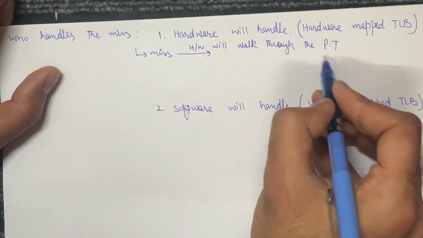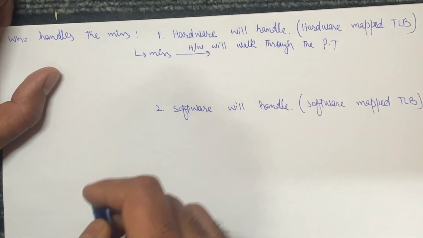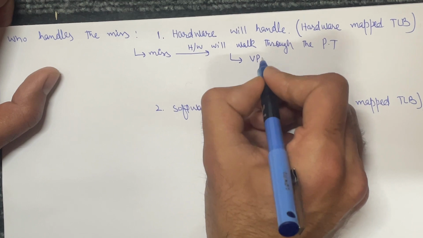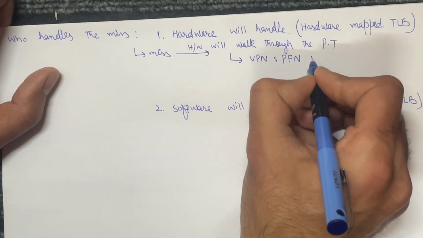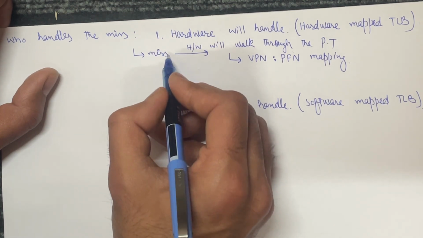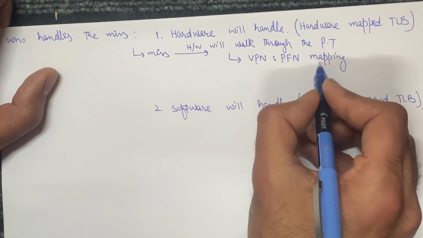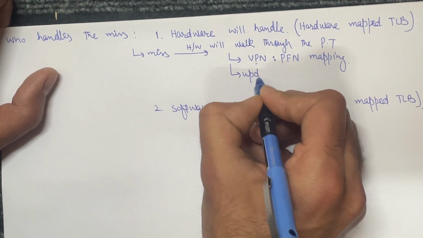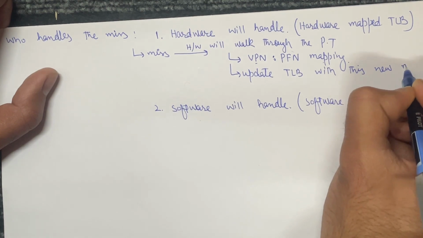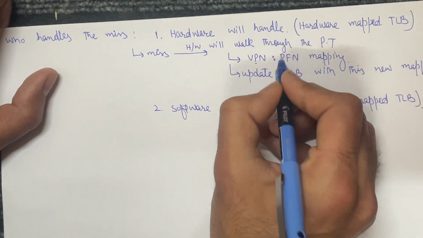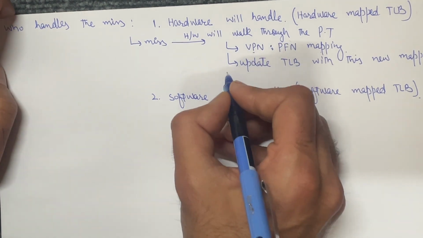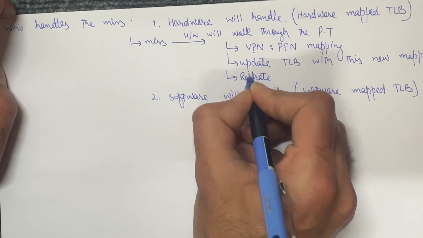So that means hardware will access the page table. This page table is stored in the main memory. Okay. Hardware will walk through the page table and get the mapping of this particular page. So it will get the virtual page number to physical frame number mapping from the page table. We already know that this mapping was not present in the TLB; that is why there was a miss. Okay. Then after getting this mapping, it will update the TLB with this new mapping. It will take this mapping and place it into the TLB. Then after placing this mapping into the TLB, it will reiterate the instruction.